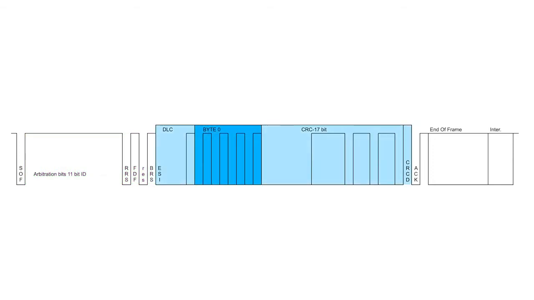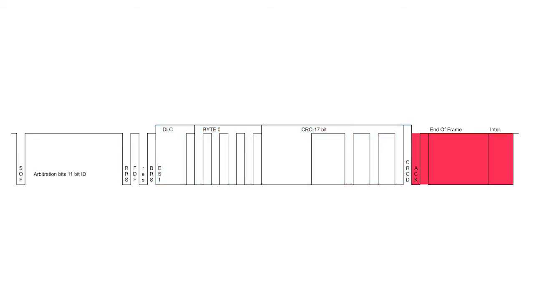The following part is the data part that will be sent by the single winner of the arbitration. And after this data section, there is an end of frame that synchronizes the units in preparation for the next CAN frame. This ensures that it's possible to start a new CAN frame without any delay in between.